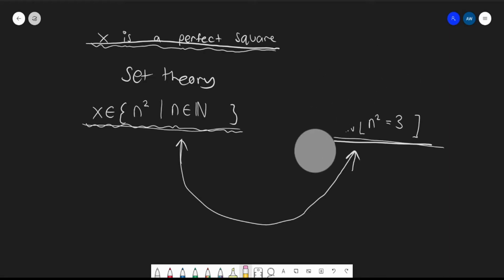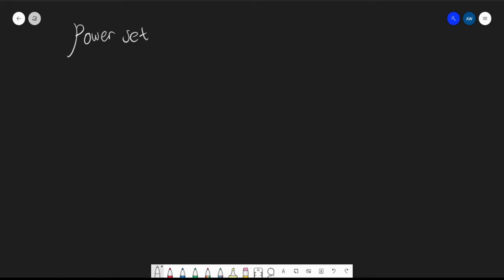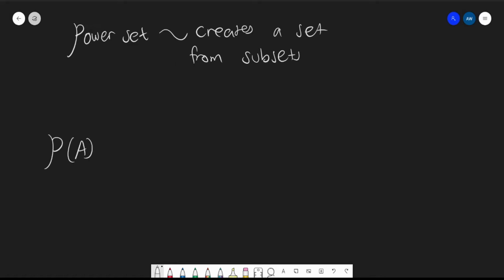Now on to the topic of power sets. Well, in short, a power set creates a set from subsets. What do I mean by that? Well, let's illustrate this with an example. So let's take the power set of A, and A over here, mind you, should be a set. And let's use an example. Maybe A is the set containing 1, 2, and 3.